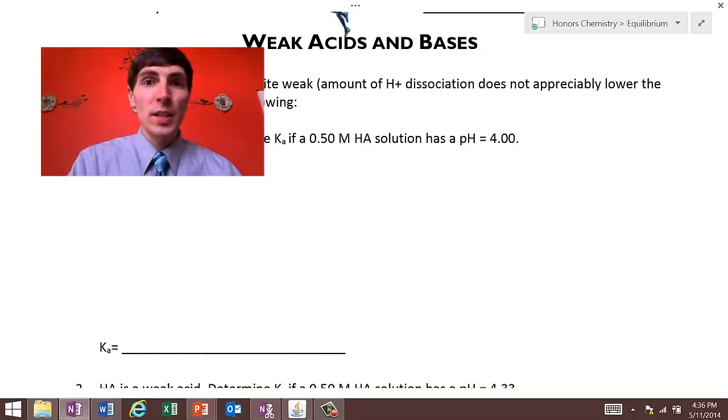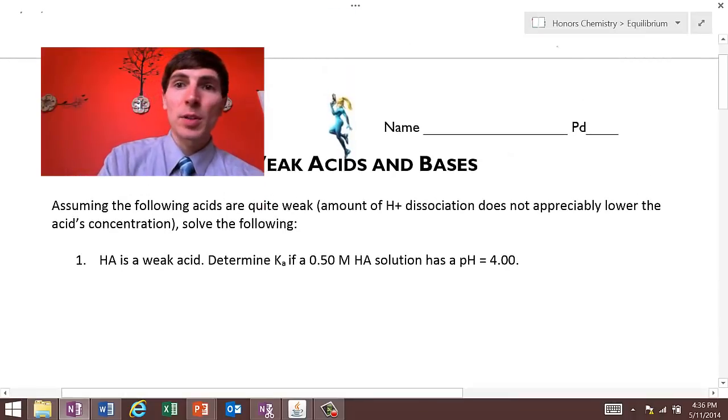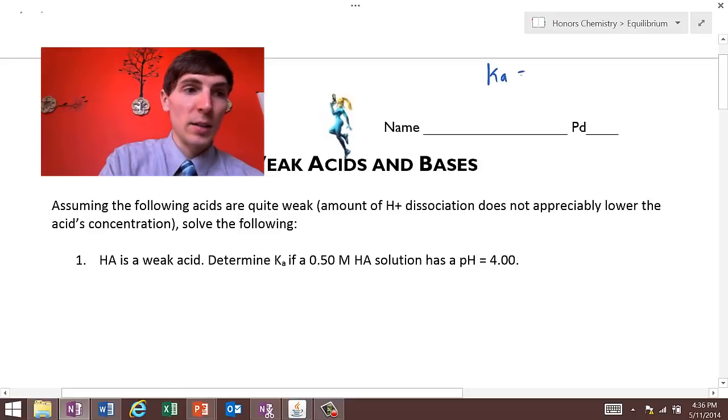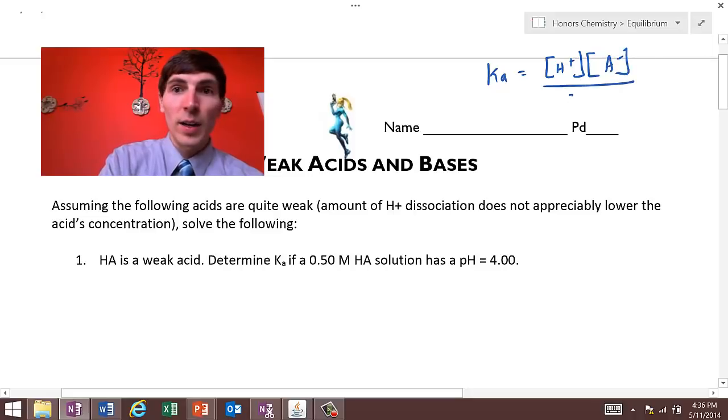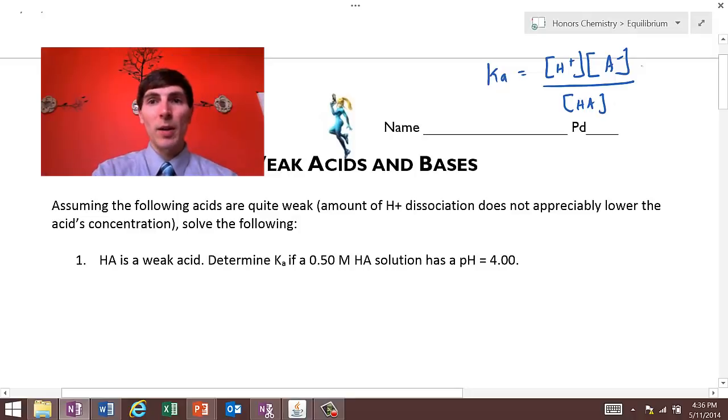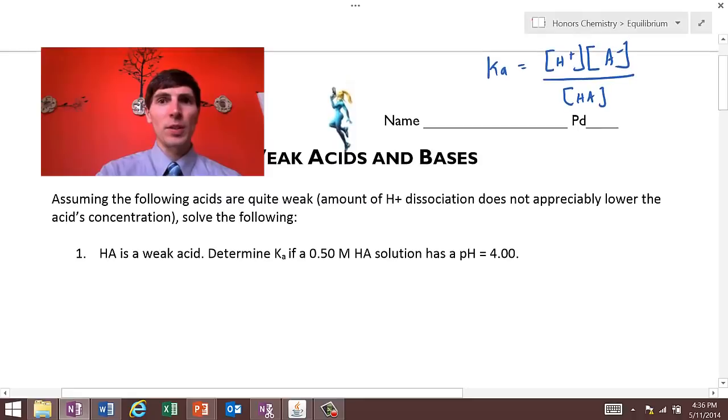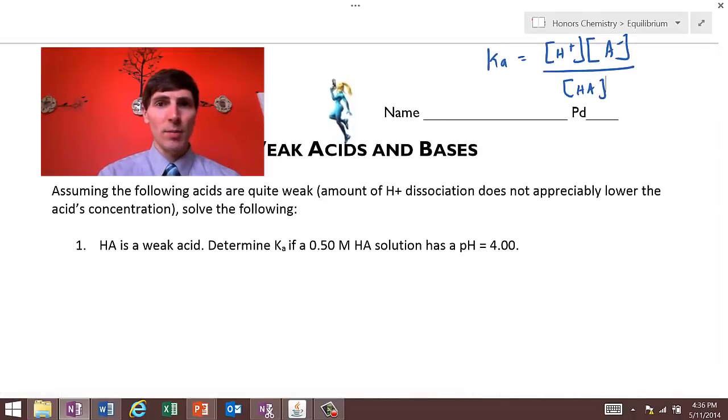I'm going to do number 1 together with you. At the top of this worksheet, I'm going to leave some spot for the second part, but I would put my Ka is equal to what I just wrote for you: H plus times A minus, all divided by my concentration of HA. Now this is for weak acids and weak bases only, because remember, you don't need to know this whole equilibrium situation if you're dealing with a strong acid. They 100% break apart.